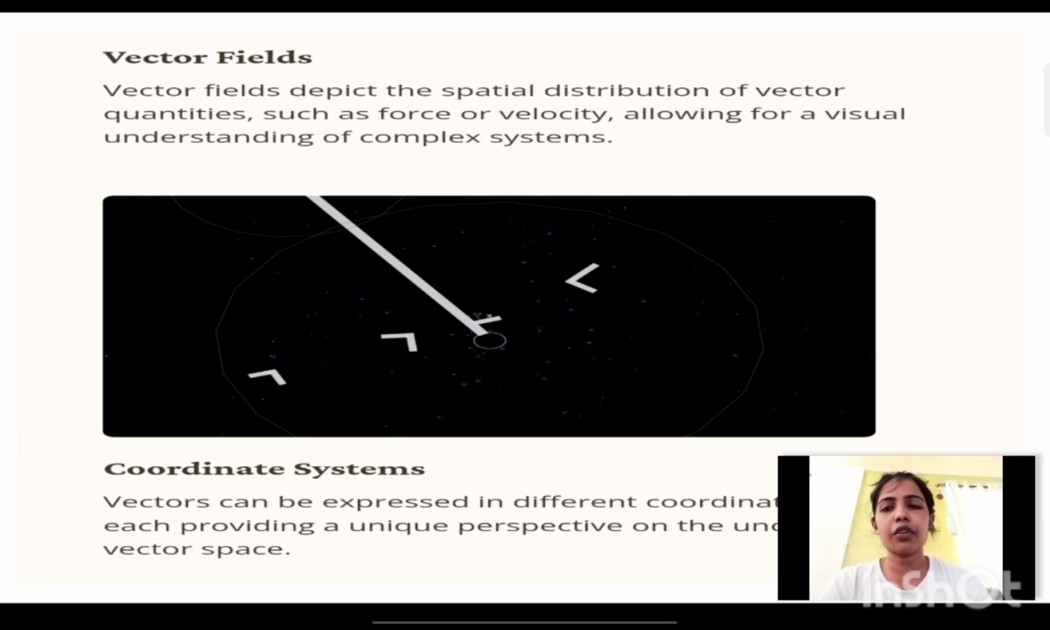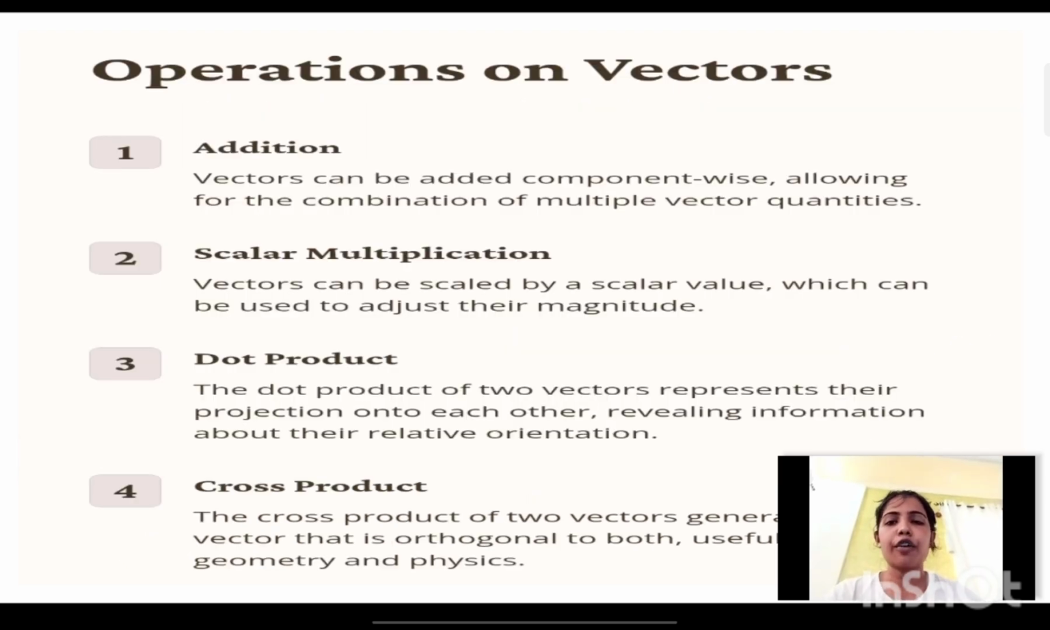The next topic is the operations of vector space. In the operations of vector space, there are four types of operation. They are addition, scalar multiplication, dot product, and cross product.